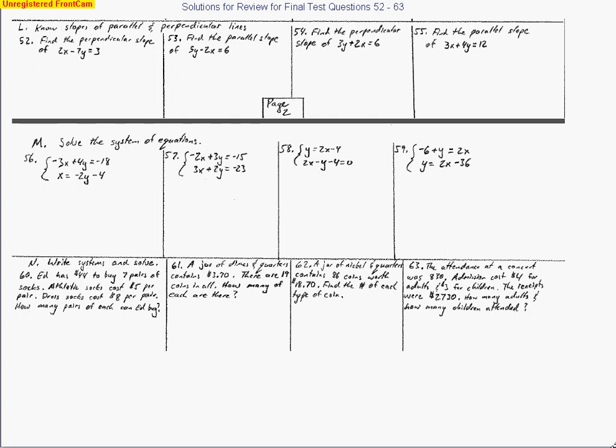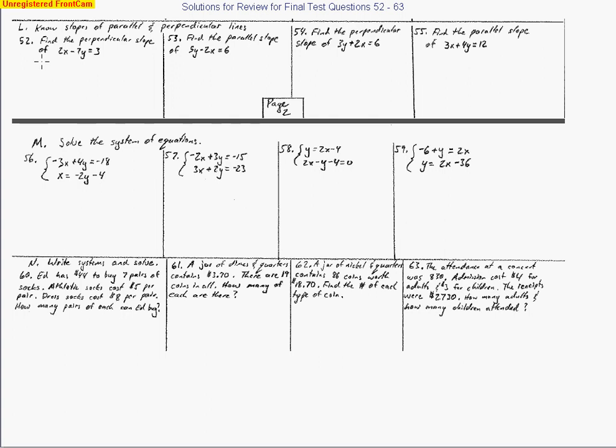These are the solutions for the review for final test questions 52 through 63. So 52 through 55 ask us to know about parallel lines and perpendicular lines. And when we're dealing with this, we need to deal with the slope. So we need to find the slope of the line that's given to us here.